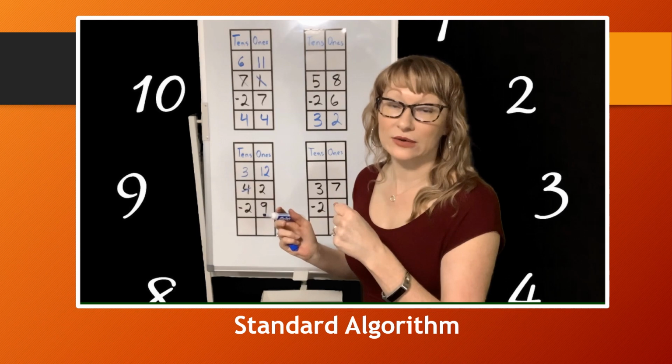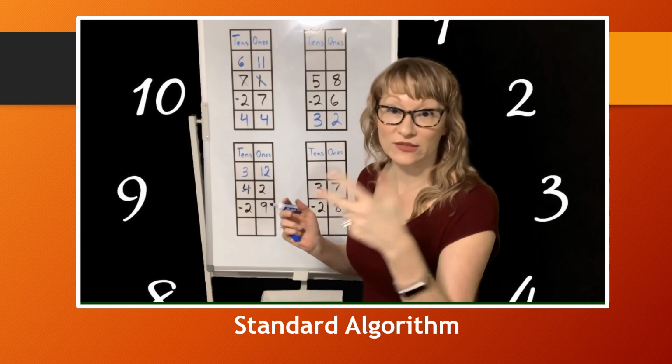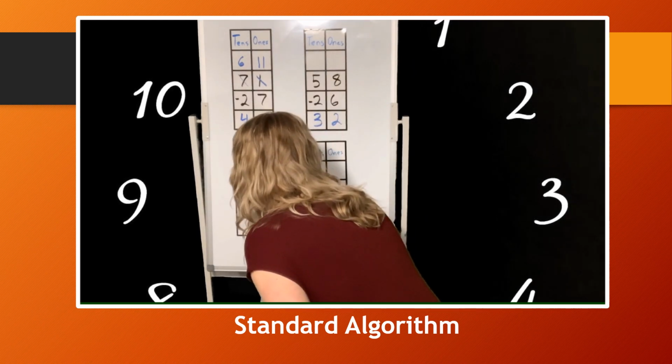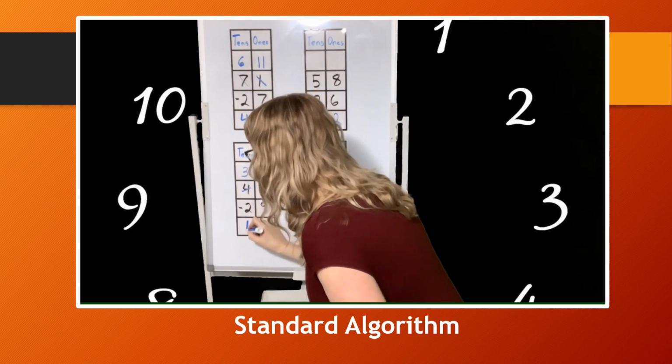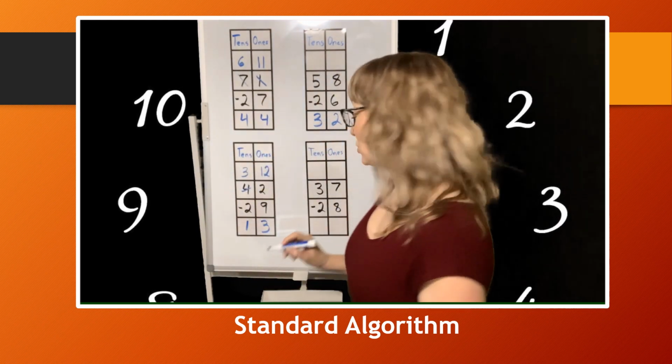Again, grab the 9, count up to 12. 9, 10, 11, 12, 3 is our answer. And here, 2 up to 3, 1 is the difference. So our total answer is 13.